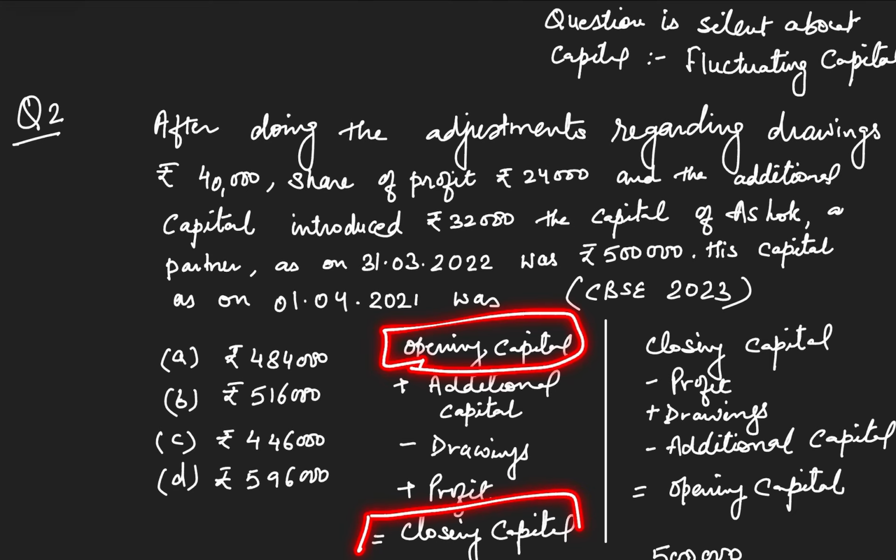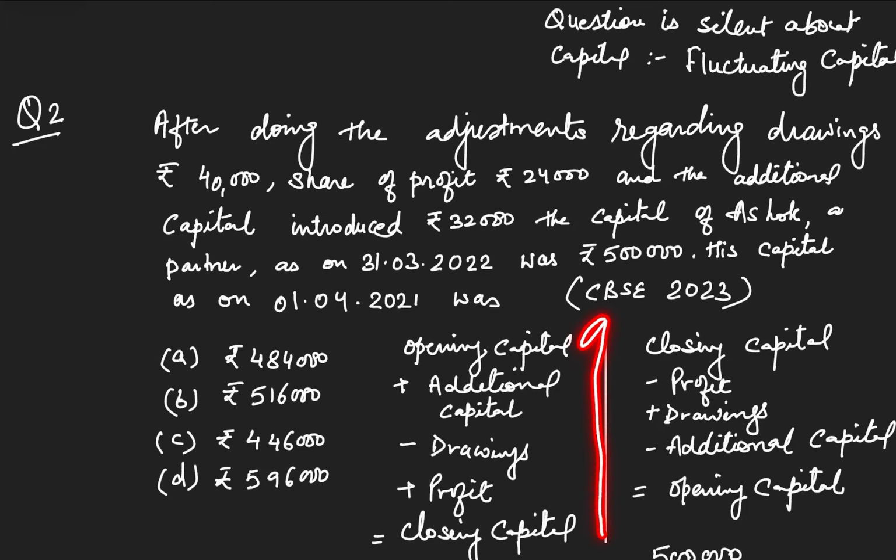When these items are adjusted in the opening capital, the resultant is the closing capital. So in this question, closing capital is given, whereas we have to calculate the opening capital. Now if we move in the reverse direction, we will be able to calculate the opening capital, right? So here you can see that we have been given the closing capital.